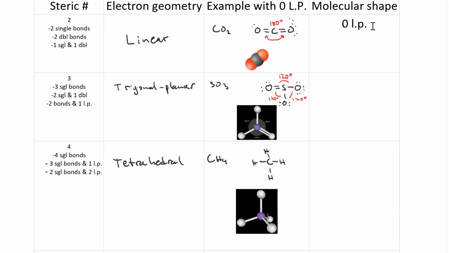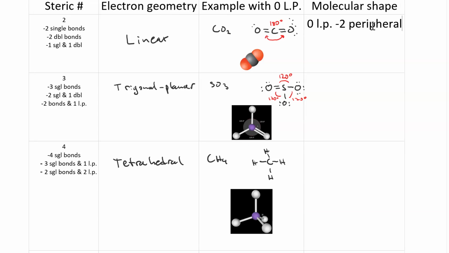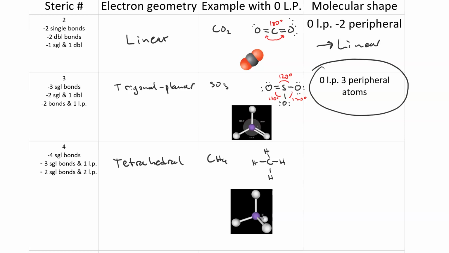So let's add another column to our table for molecular shape. When a molecule with linear electron geometry has 0 lone pairs, that means it has 2 peripheral atoms, just as in this CO2 molecule shown here. That means the molecular shape is linear. In trigonal planar electron geometry, if you have 0 lone pairs, that means you have 3 peripheral atoms, and your molecular shape is trigonal planar.